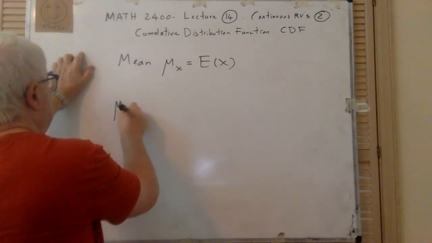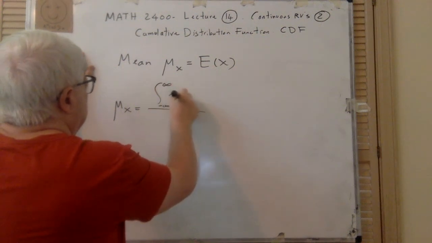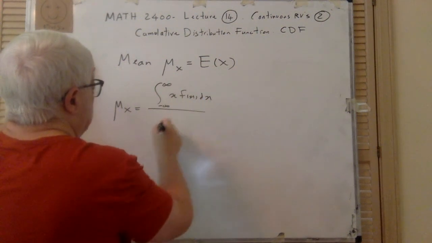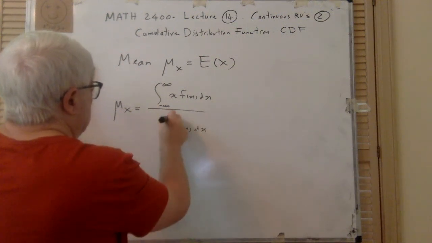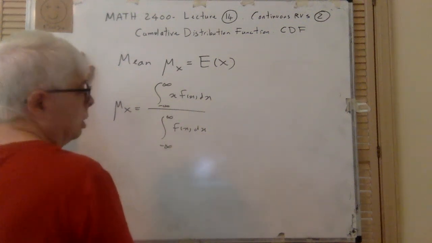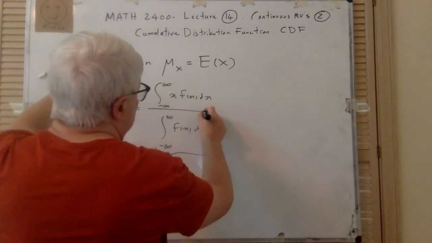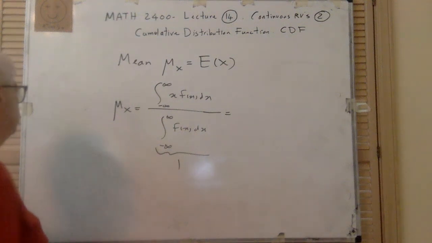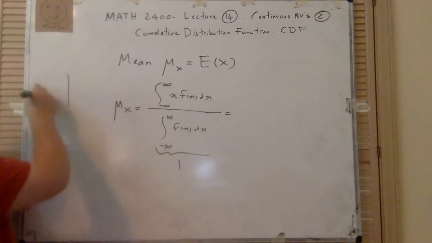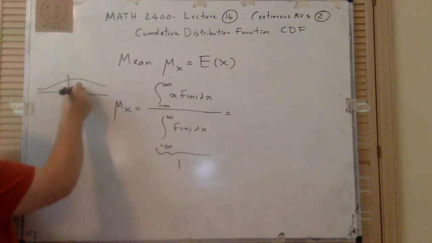I said mu x is this thing, the integral from minus infinity of x f(x) dx. Now, what if I divide it by the integral of f(x) dx? This is 1, right? So I'm not doing anything. Well, what is this? Remember from Calc 1? No, Calc 2 in fact. That was if I had some curve, then this would be the x coordinate of the center of mass.